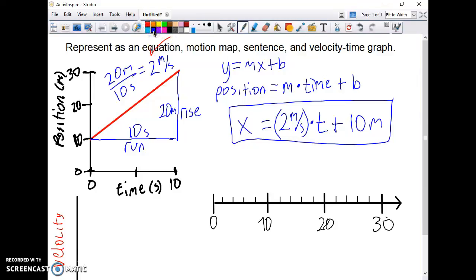Hooray! All right, now we have to do a motion map, okay? And to start with, I just put my first dot where the object starts. And we know already that the object starts at position 10. So I'm going to put my first dot there.